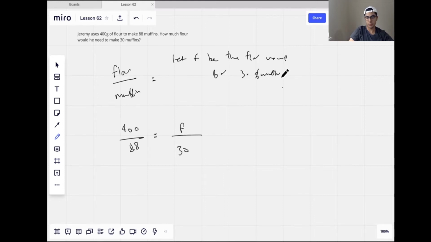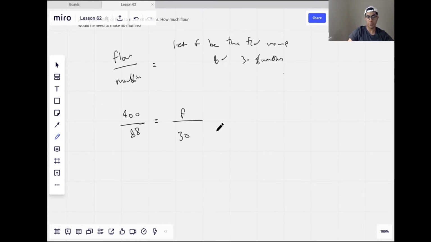We know this should be true because the flour per muffin ratio should be constant. And if we just multiply both sides by 30, on the right this cancels out, and then on the left we're left with F is equal to 400 divided by 88 times 30, which is 136 grams. Rounded to 1 decimal point, 136.4 grams.